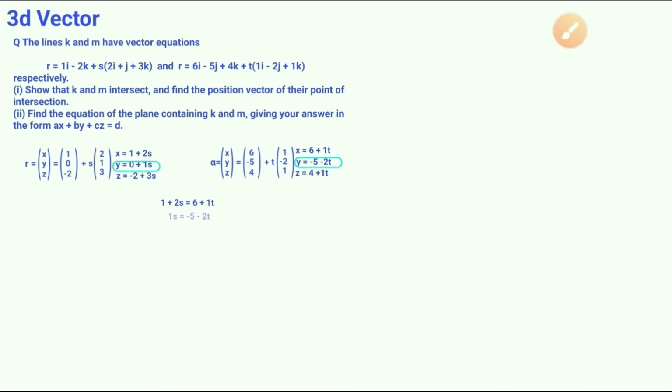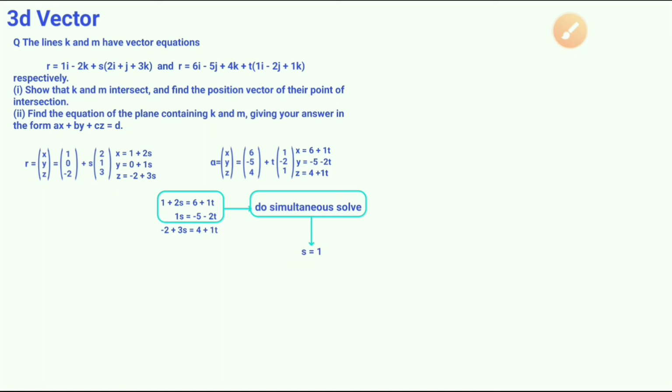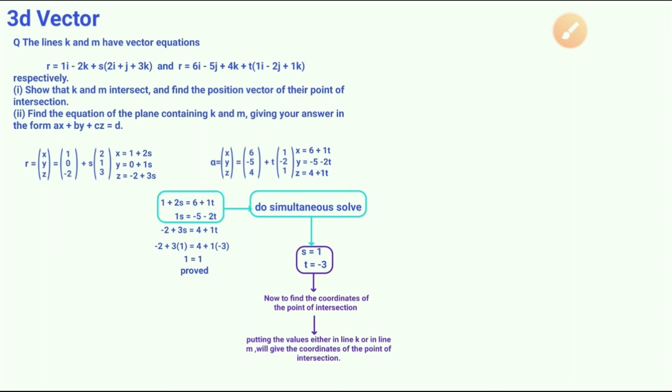If the lines intersect, then they must have the same coordinates x, y, z at the point. Solve simultaneously. Got these, put these in the third one, and it proves that they intersect. Now we need to find the position vector. Putting the values either in line K or in line M will give the coordinates of the point of intersection.